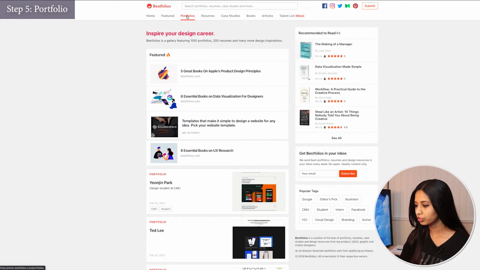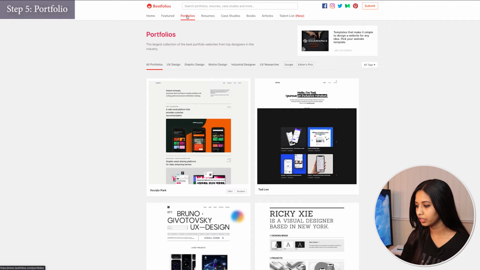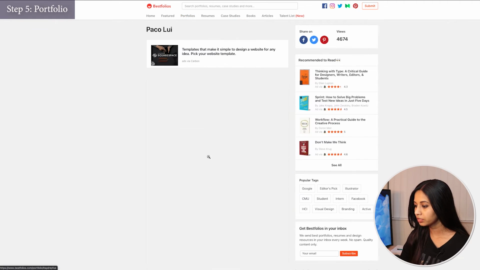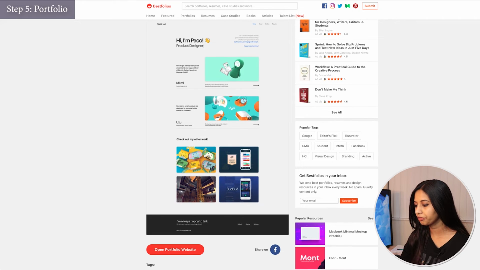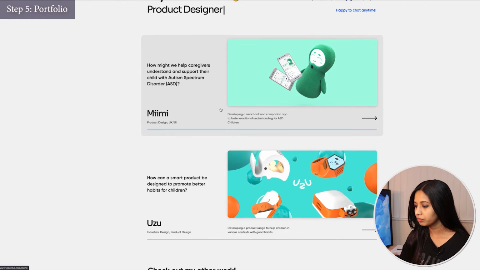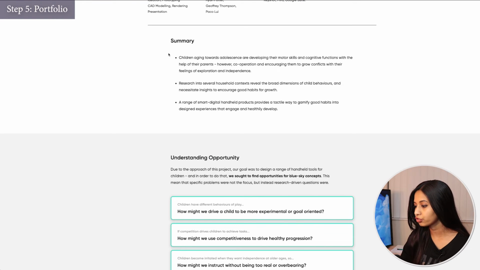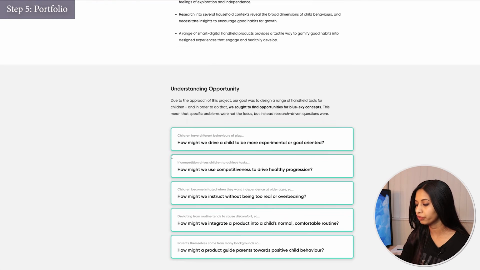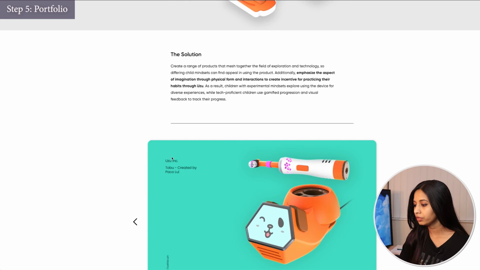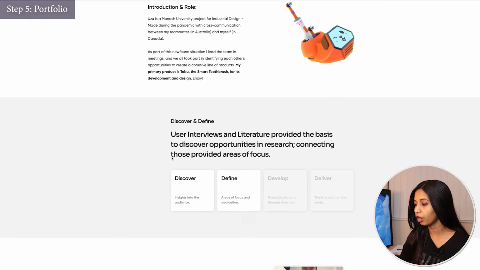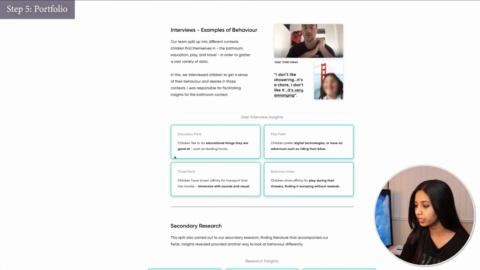One of my favorite places to see the portfolio inspiration is on Bestfolios. There are tons of UX design portfolios and resume examples. While observing a portfolio, understand and analyze how they have structured their case studies, what information they have highlighted, so you have an idea how you can also structure your case study as well.